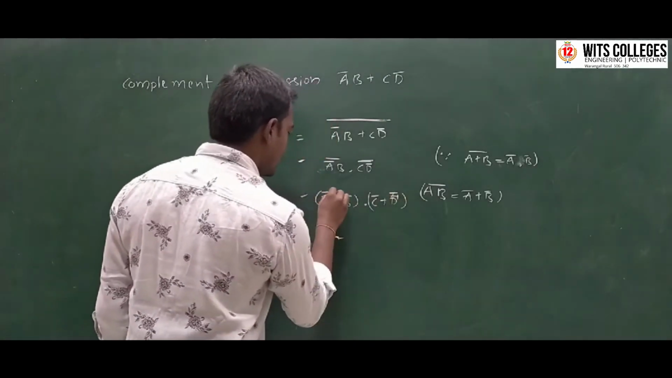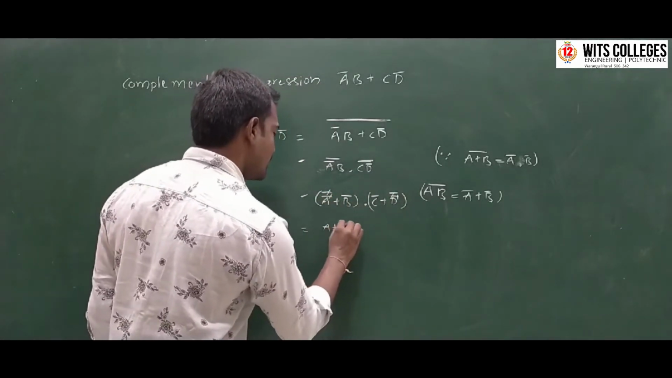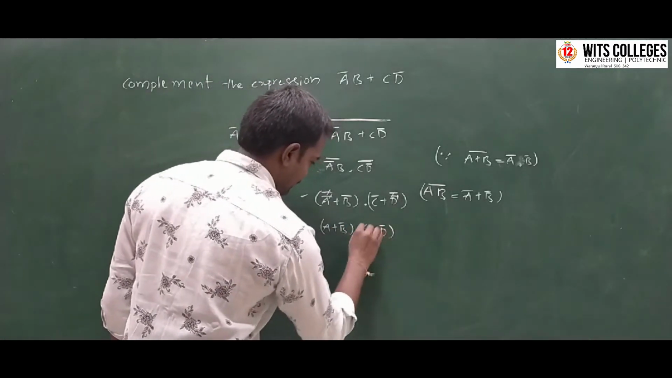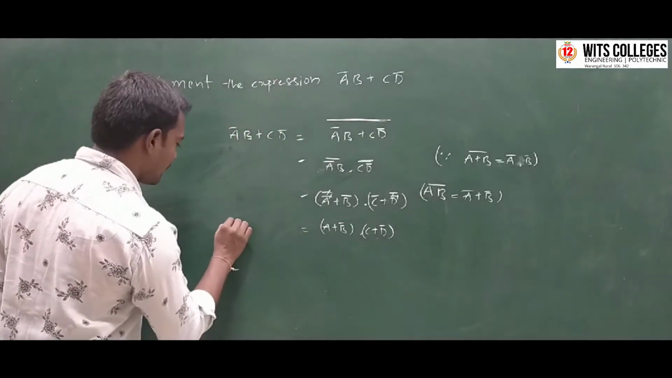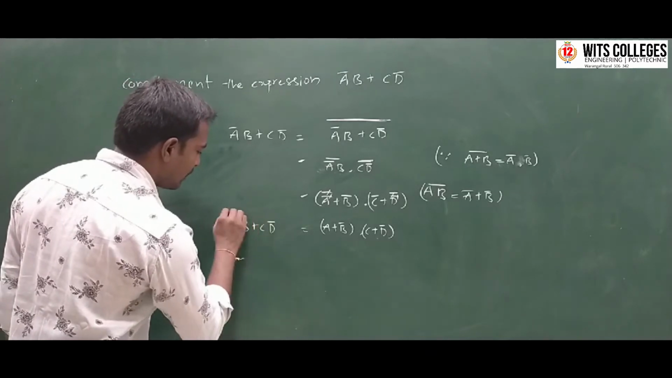Both bars are cancelled for A and D, then we will get the final expression A plus B bar into C plus D bar. Okay, so this is equal to the given expression A bar B plus C into D bar whole bar.